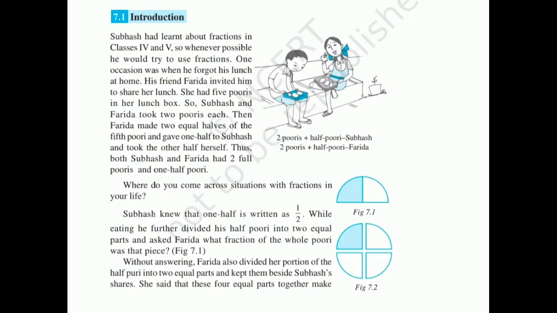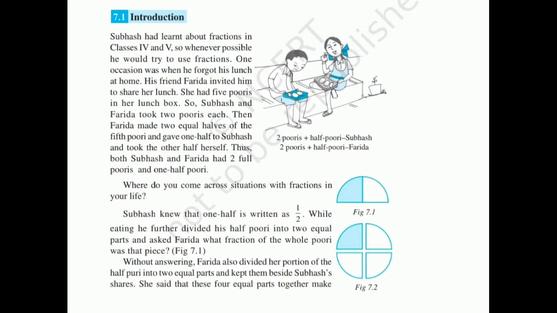Then Farida made 2 equal halves of the fifth puri and gave one half to Subhas and took the other half herself. Thus, both Subhas and Farida had 2 full puris and one half puri. Where do you come across situations with fractions in your life?